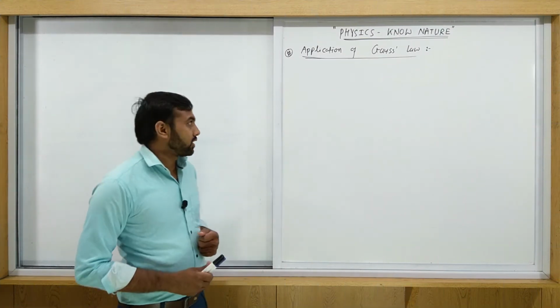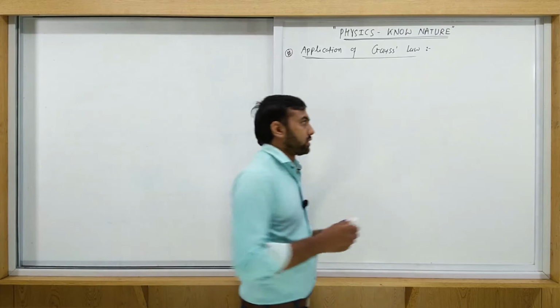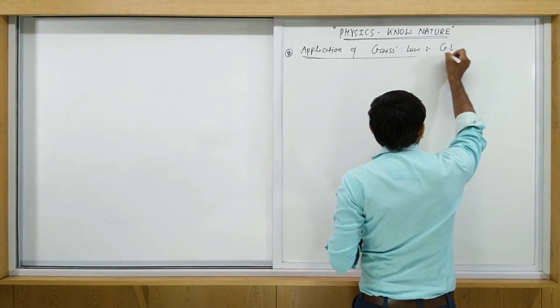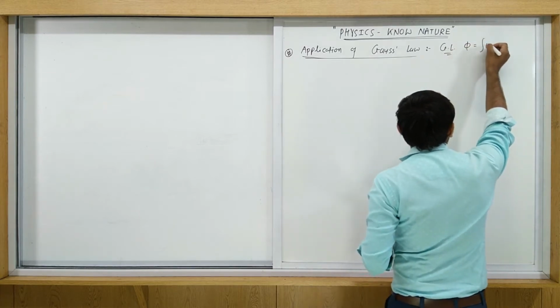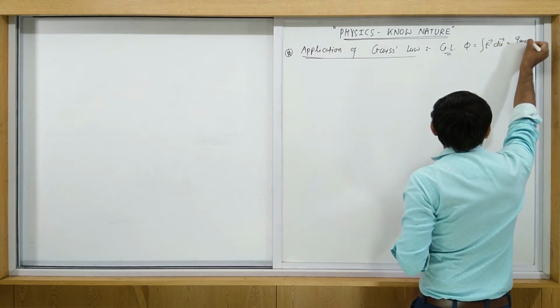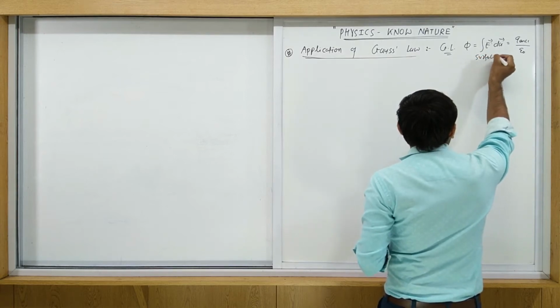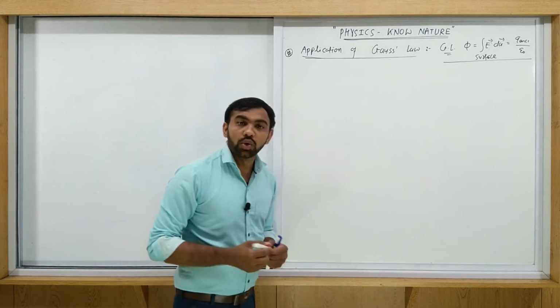Okay guys, in today's session we are going to discuss the application of Gauss law. What is Gauss law first? Gauss law is defined like this: flux Φ equals the integral of E dot dA equals Q enclosed over epsilon naught, over a surface. This is the basic statement of Gauss law.